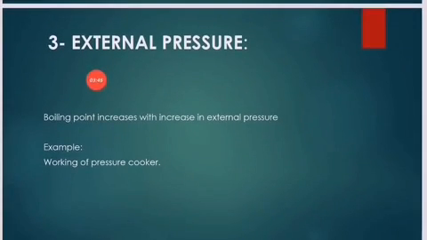The third and last factor is external pressure. Boiling point increases with an increase in external pressure. For example, in the case of a pressure cooker, we basically increase the atmospheric pressure inside. Whenever you increase the pressure, the boiling point will also increase. The principle of the pressure cooker follows this, showing how external pressure affects the boiling point. Whenever there is a high external pressure, the boiling point of the liquid is also high.